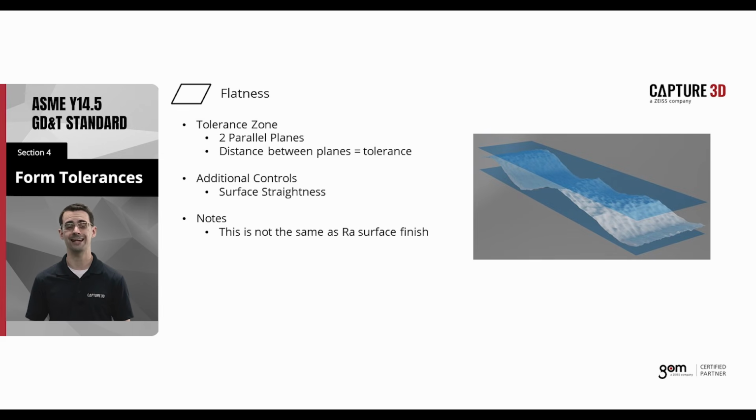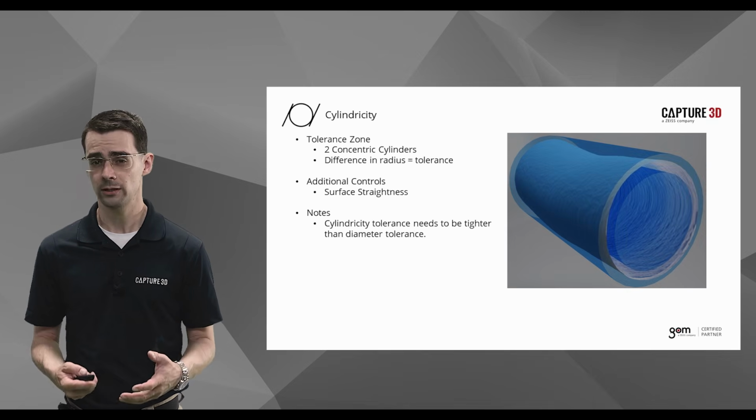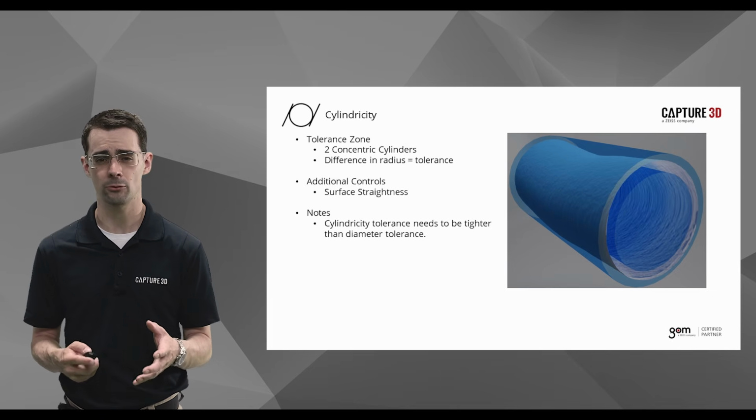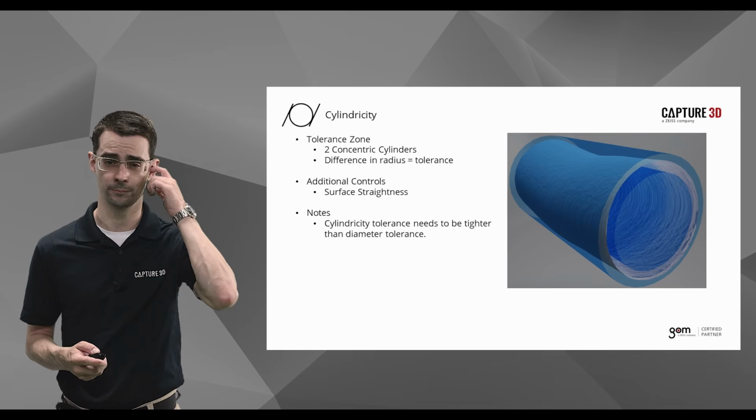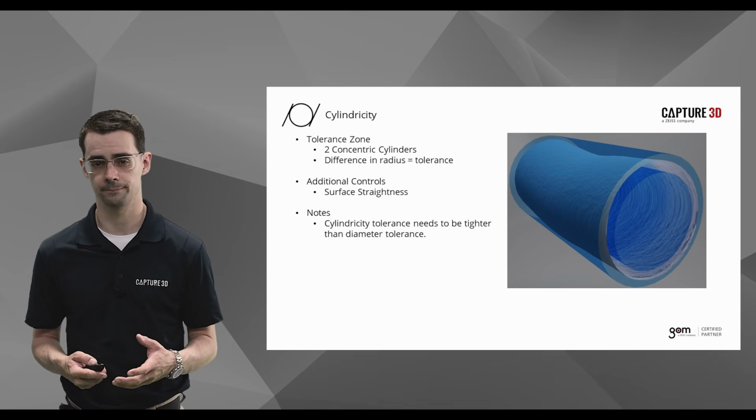Please note that flatness is not the same as RA surface finish. While a really bad surface finish can impact flatness, these are typically measured on very different scales. We have a hole in our gray block, and to make sure that the pin is going to assemble through it, we need to make sure that the hole is not out of round or shaped like a macaroni noodle. One of the ways we're going to control this is by using a cylindricity callout.